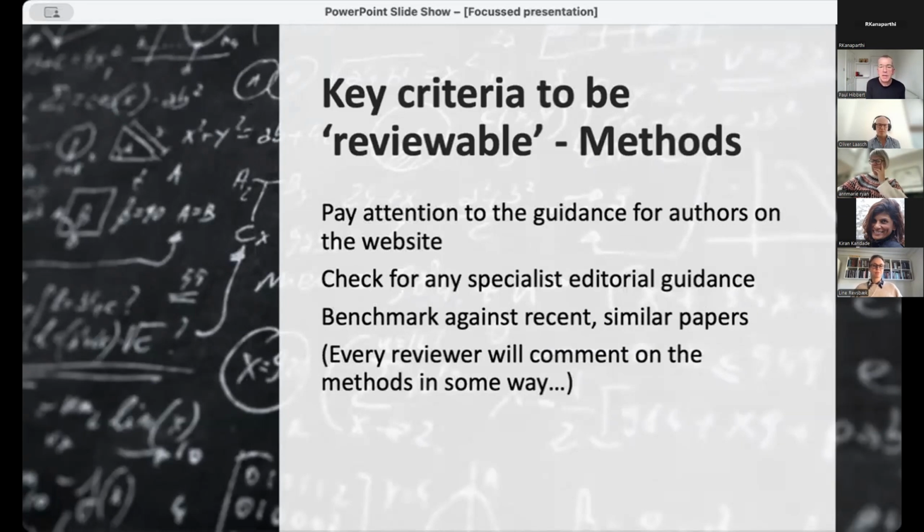For methods, pay attention to the guidance for authors on the website and any specialist editorial guides. You will find there's some editorial guidance in BJM around methods and so on. But the most important thing perhaps is to benchmark against recent similar papers. If somebody's working on a similar area of theory to you with a similar kind of methodology, does your work look like theirs and display rigor and robustness in similar ways? It's fine if it doesn't, but you need to know why. If you don't know why, it should look similar. Bearing in mind, of course, every reviewer knows something about methodologies. They're always bound to make some comment about it.